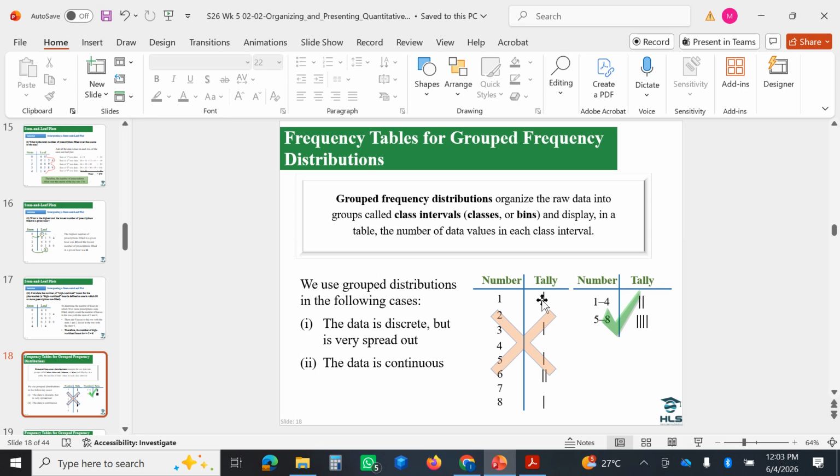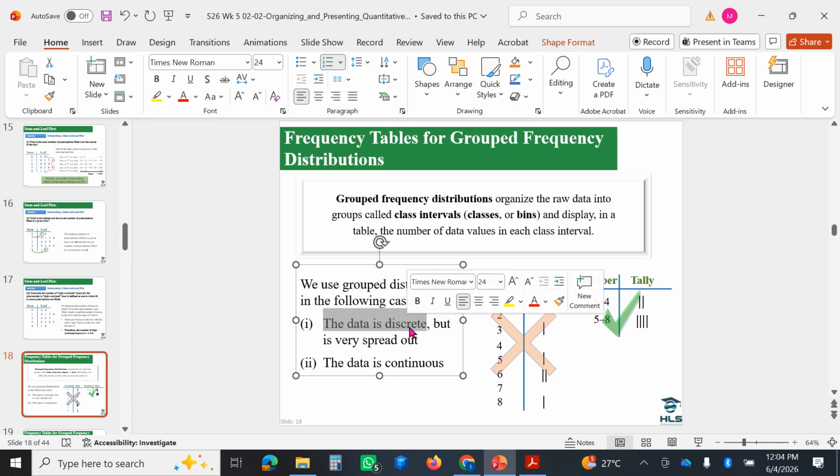Well, you look at that, and if you tilt your head and look at this, you've got 1 here, 1 here, 1 here, 2, and 1. You know what I mean? It's pretty flat. It's pretty boring. I'm kind of losing interest. This is good statistics, but it's not the best statistics. We use group distribution in the following cases where the data is discrete. Remember, discrete, we can't count half a human, but it is very spread out. You can kind of see that.